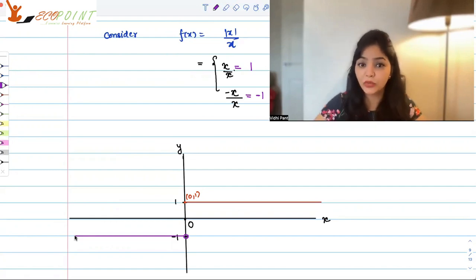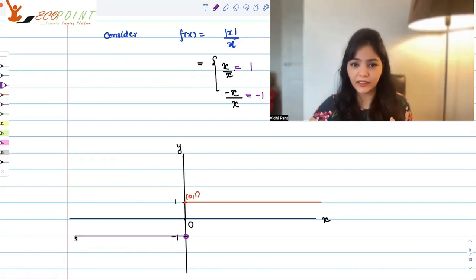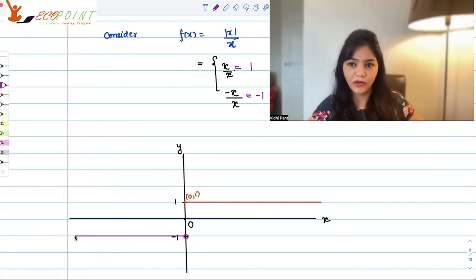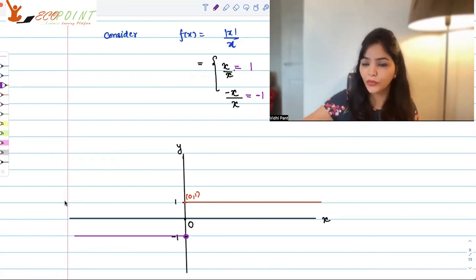What's happening visually? What can you see happening here? x equal to 0 is such a point that the graph for this function is taking the value minus 1 throughout on the left of this point, 0, and it's taking the value 1 throughout on the right of this point, and at this point 0 as well. Can you see clearly there is a break?